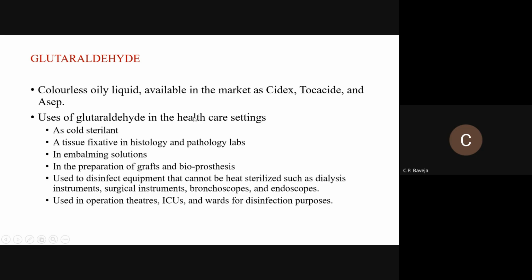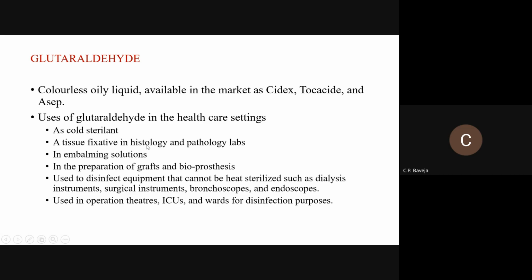Then glutaraldehyde, a colorless oily liquid available in the market as Cidex or Tocaside and ASAP. Use of glutaraldehyde in the healthcare settings: it's used as a sterilizing agent, a cold sterilant. Cold sterilant means temperature is not increased after use of it. When you are sterilizing some material with glutaraldehyde, its temperature will not be raised.